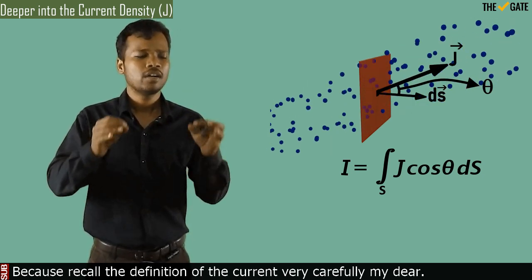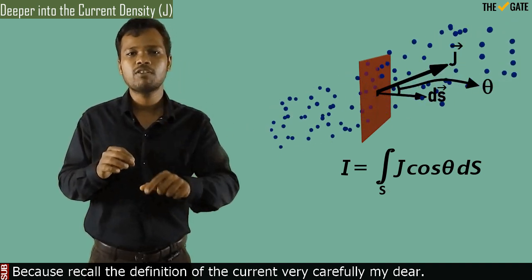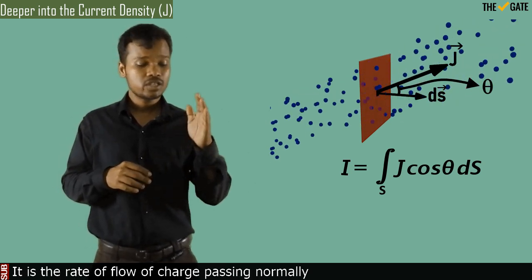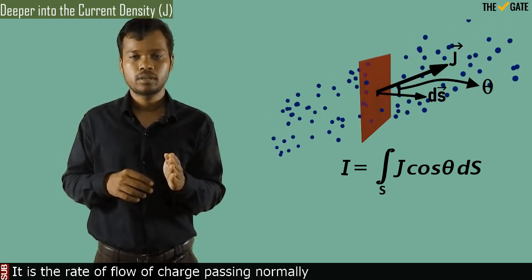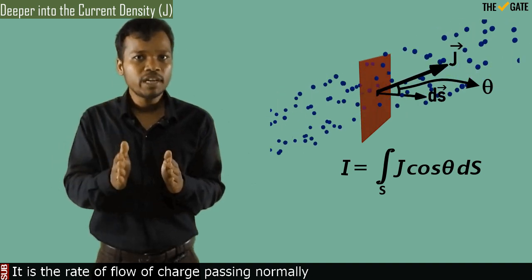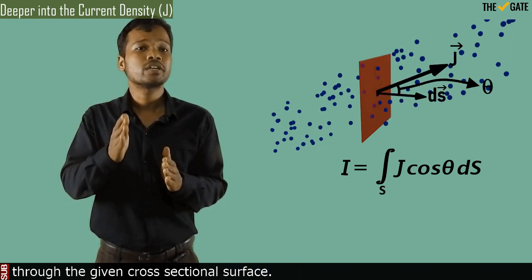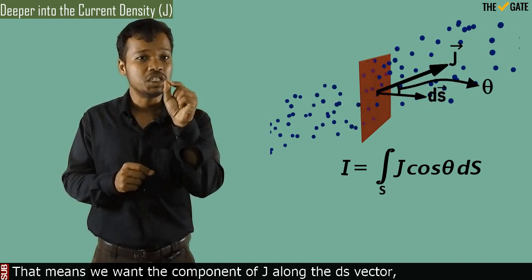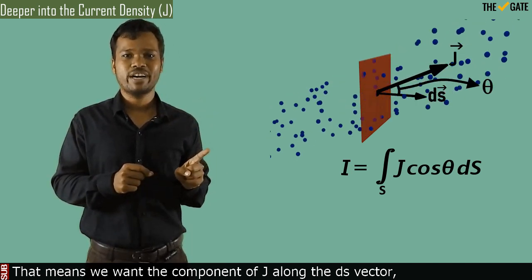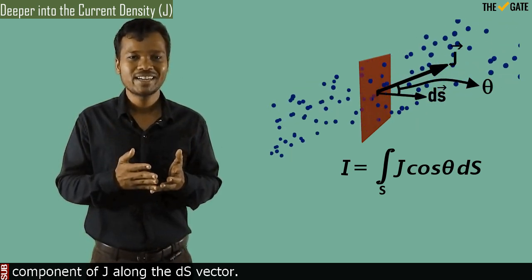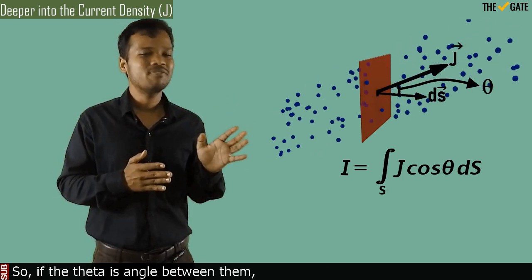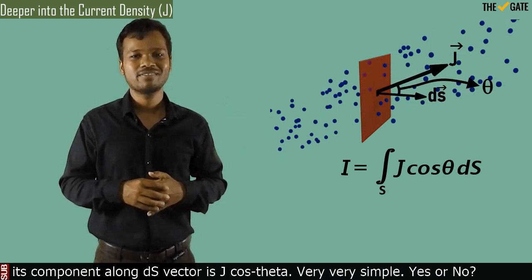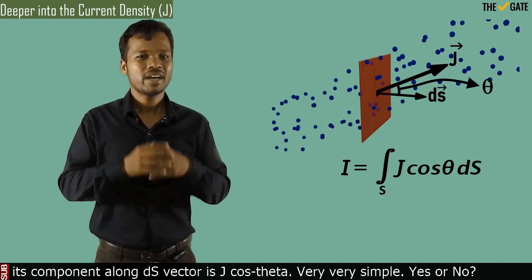Because recall the definition of the current very carefully, my dear. In the standard case, how is current defined? It is the rate of flow of charge passing normally through the given cross-sectional surface. That means we want the component of J along the ds vector. So if theta is the angle between them, its component along the ds vector is J cos theta. Very, very simple. Yes or no?